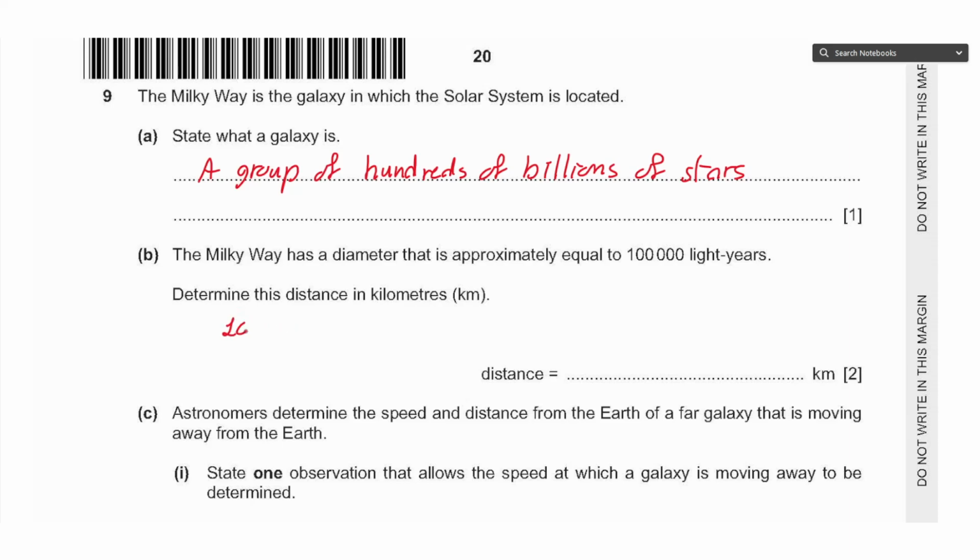So we have 100,000 times the distance of a light year, which is the speed of light multiplied by the time, which is 1 year. The speed of light is 3 times 10 to the power of 8 multiplied by time, 365 days times 24 hours times 60 minutes times 60 seconds. But this gives the answer in meters, so we need to divide by 1000 at the end to convert from meters to kilometers. This gives an answer of approximately 9.5 times 10 to the power of 17 kilometers.